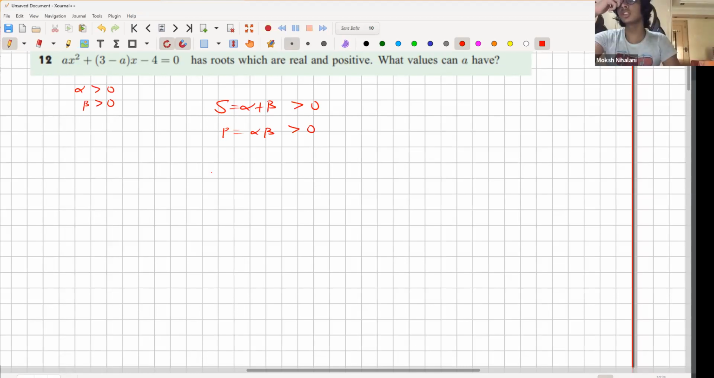Can't we use the discriminant? We can use the discriminant also, but it's easier in terms of sum and product of roots again.